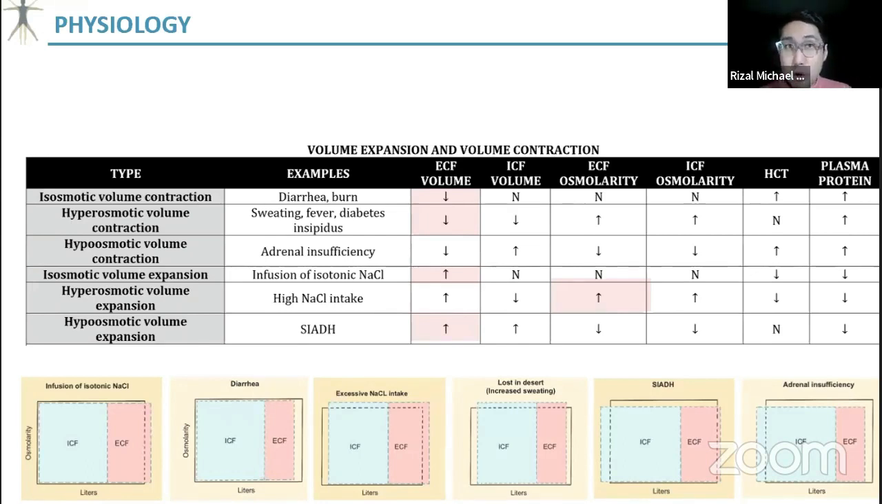When your ECF volume decreases, what happens to the osmolarity of the ECF? The ECF osmolarity will increase kasi tinanggalan mo siya ng fluid kasi pinawis mo na siya. So your ECF osmolarity will then increase. So dahil mataas yung ECF osmolarity mo, by osmotic pressure in our cell tissue, it will now pull the water from the ICF to the ECF. So your ICF volume will decrease kasi hinatak na siya ng ECF osmolarity mo.